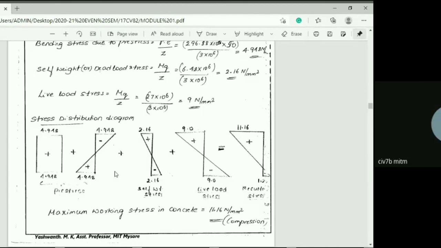See here, whatever the straight line has been drawn, once the pre-stressing force is induced... Who is talking? No sir. Okay, okay. Who is talking? Ajay sir. Ajay, I think you were absent for yesterday's class.